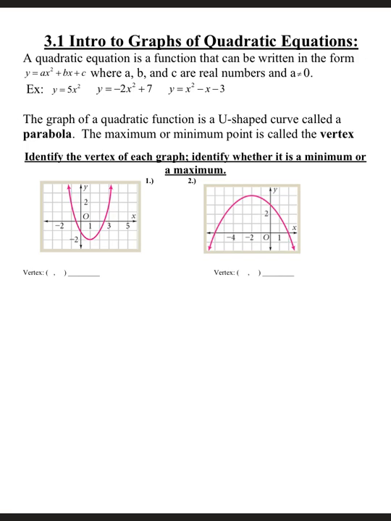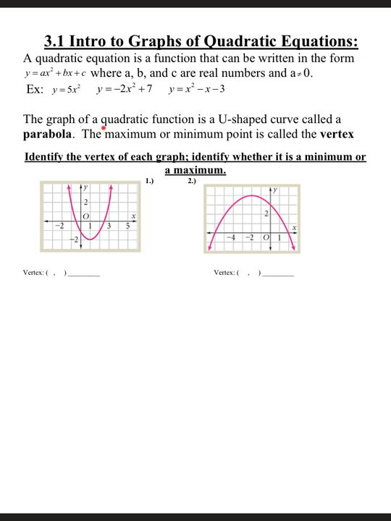In this lesson, we are looking at an introduction to graphs of quadratic equations. A quadratic equation is a function that can be written in the form y equals ax squared plus bx plus c, where a, b, and c are real numbers and a cannot be 0. But why can't a be 0? Because if I plugged in 0 for the coefficient of x squared, then I'm just left with a linear function. So here are some examples of quadratic functions.